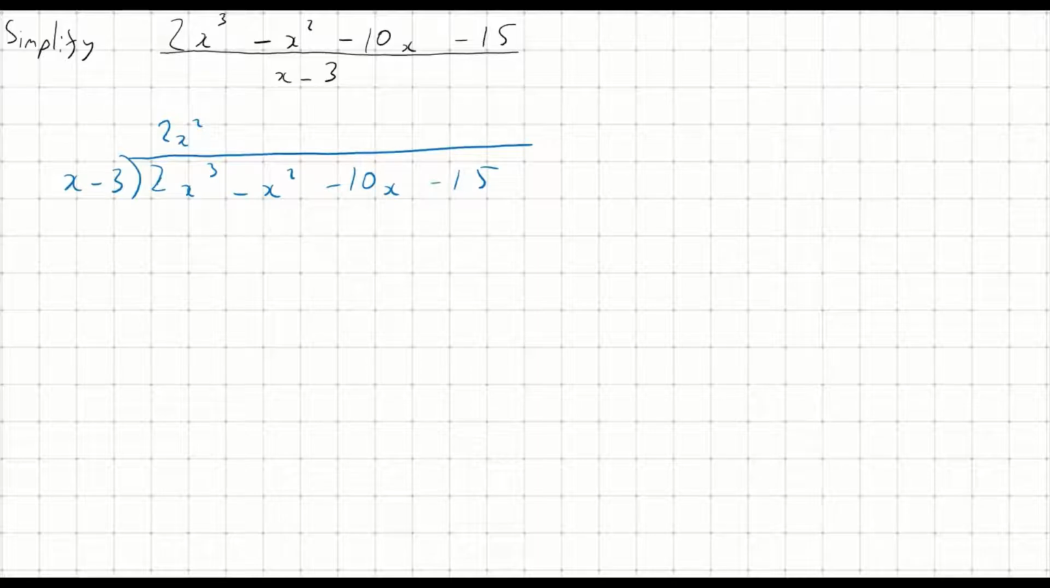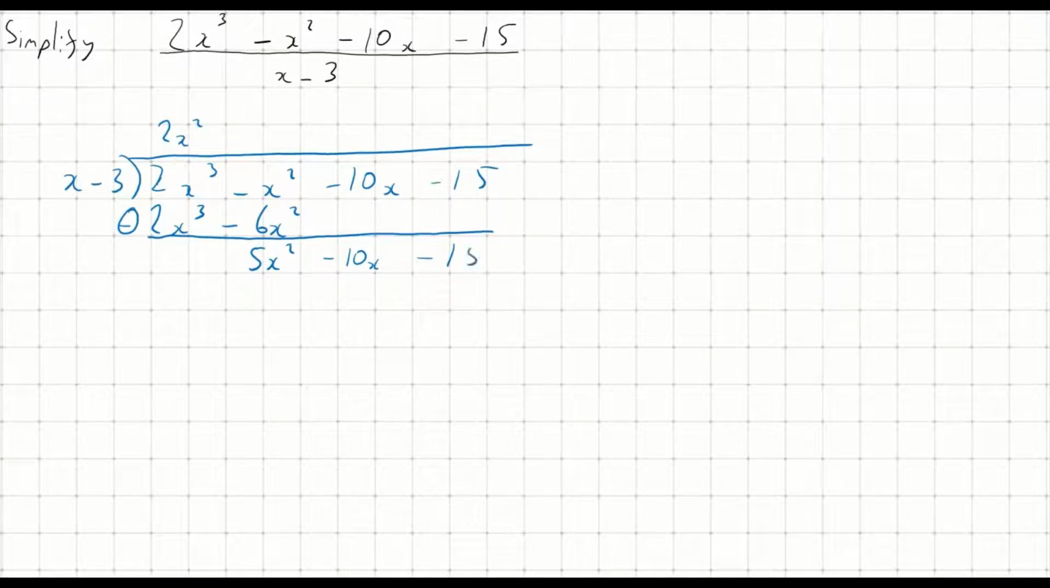And if I multiply x minus 3 by 2x squared, I get 2x cubed, and I get minus 6x squared. Minus 3 times 2x squared is minus 6x squared. That's the first step. Now this 2x cubed minus 6x squared, we're going to subtract from what we already had. So we subtract from the line above. 2x cubed minus 2x cubed is nothing. That cancels out. Minus x squared minus minus 6x squared is minus x squared plus 6x squared, which is plus 5x squared. Then we have minus 10x minus nothing, still just minus 10x. Minus 15 minus nothing, still just minus 15.